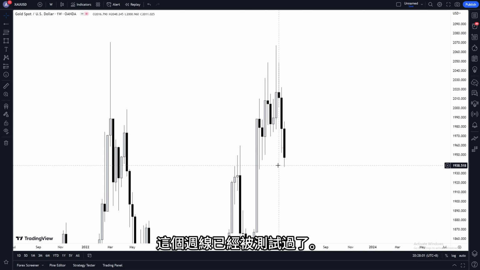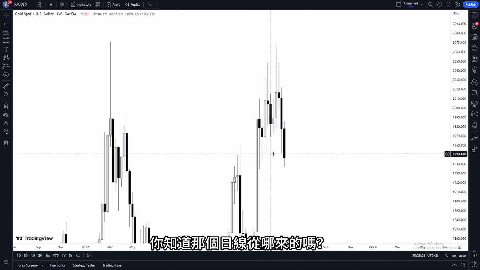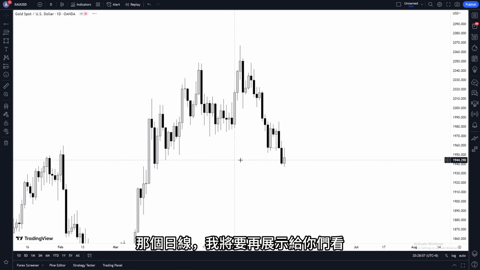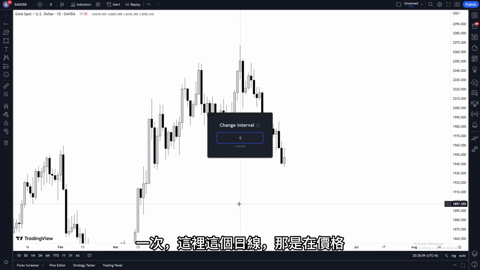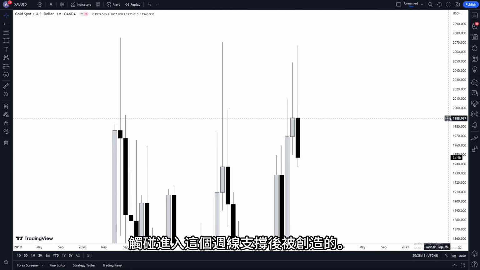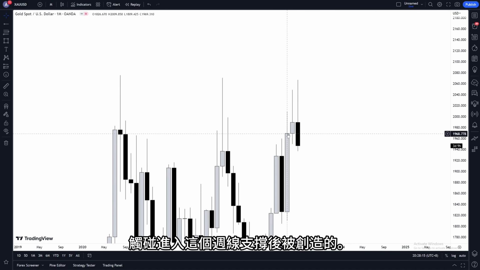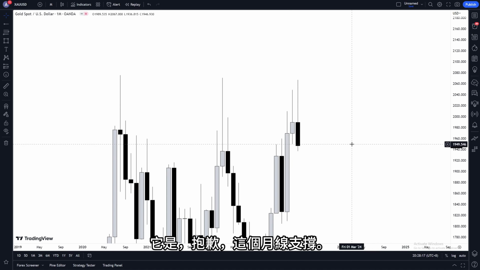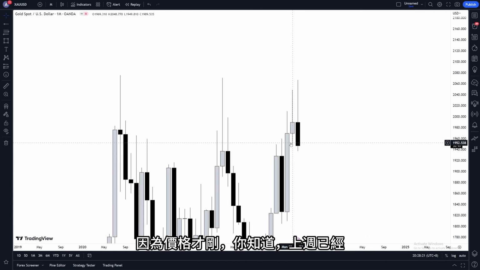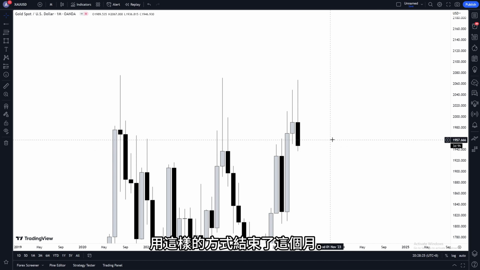This weekly had already been tested. Do you know where that daily came from? That daily, which let me show you one more time. This daily right here was created after price tapped into this weekly support. It's this monthly support. It's challenging for me to show you that right now because last week closed off the monthly in such a manner.